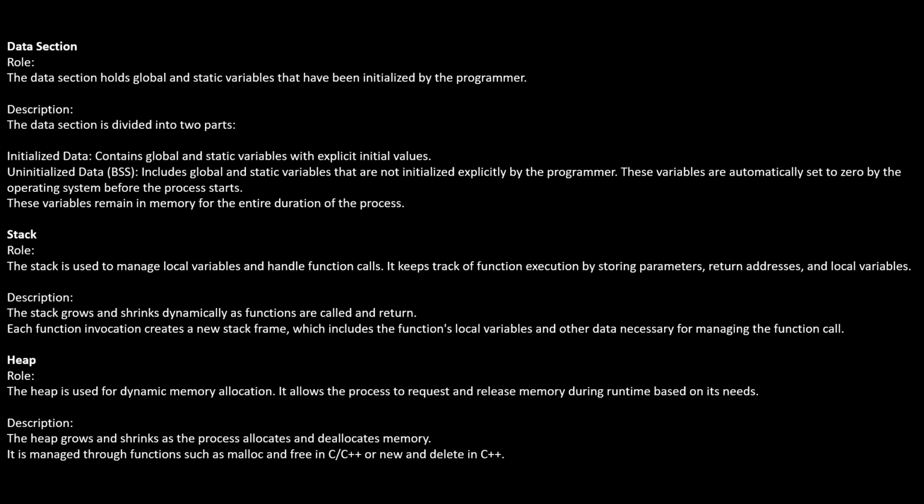Data section. The data section holds global and static variables that have been initialized by the programmer. Description. The data section is divided into two parts: initialized data and uninitialized data. Initialized data contains global and static variables with explicit initial values.